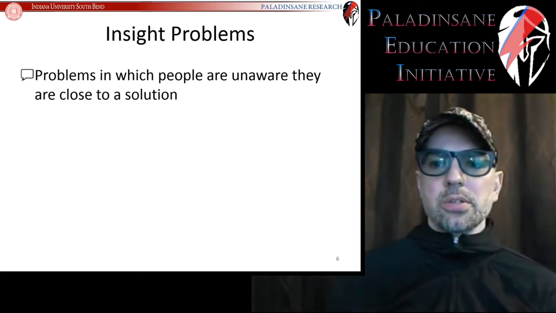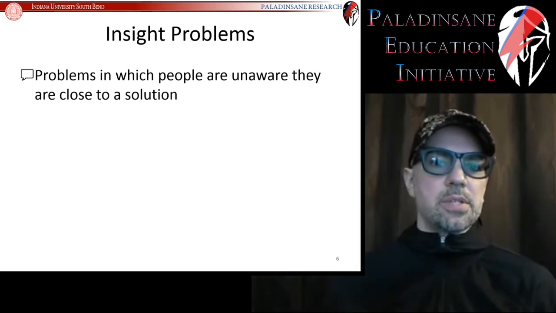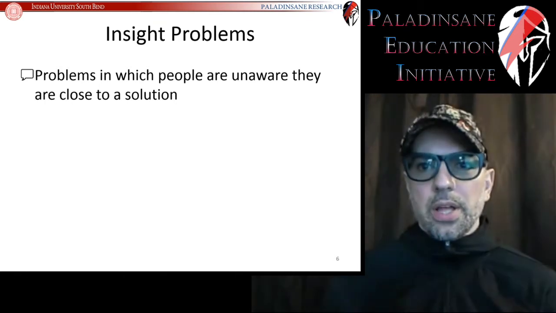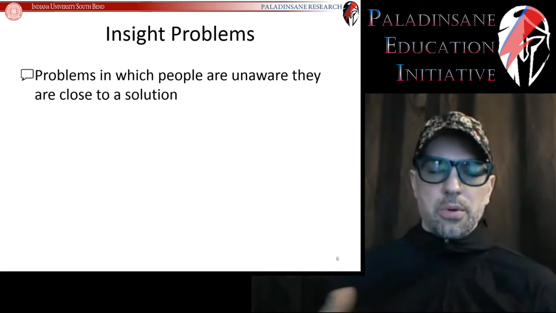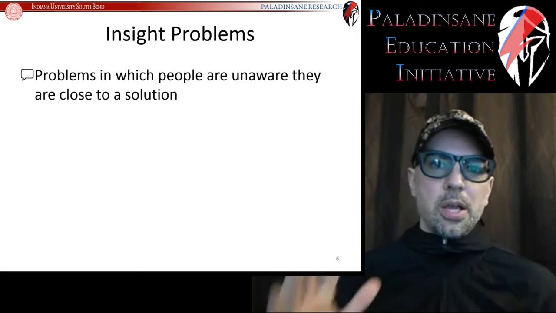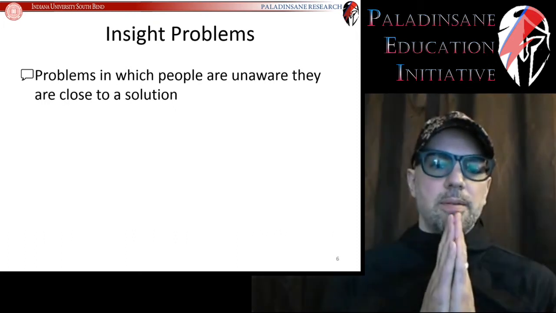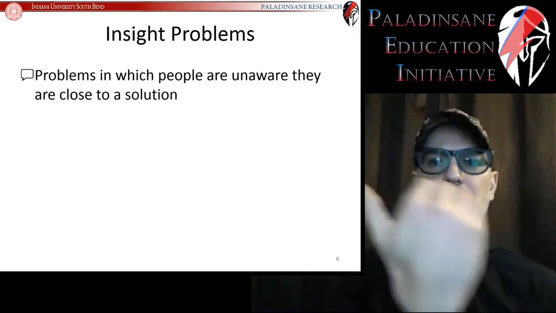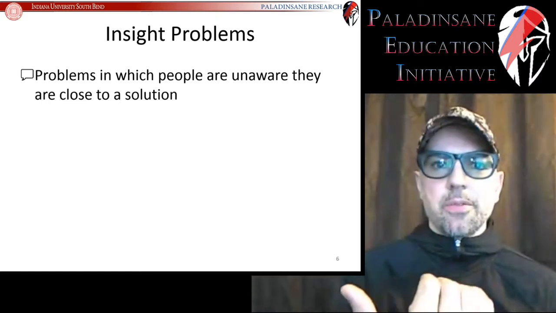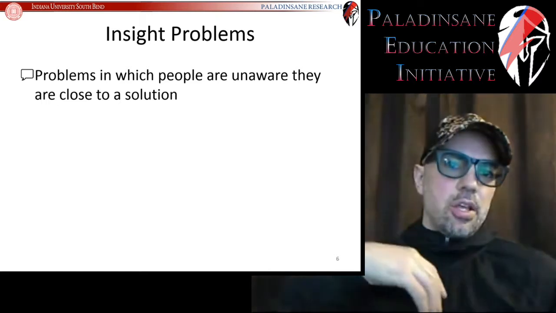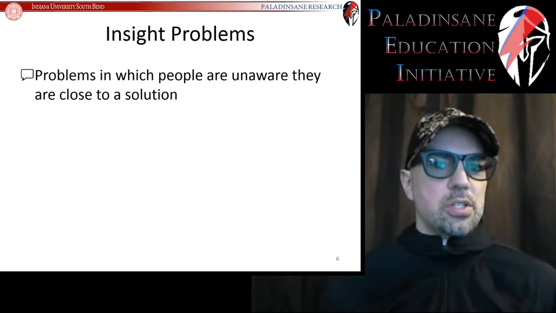So these are special kinds of problems because oftentimes we are aware when we're getting close to a solution. We are aware when we're solving the problem. So think about the problem of adding a 4-digit number to another 4-digit number, right? You know that you're getting closer to the solution.